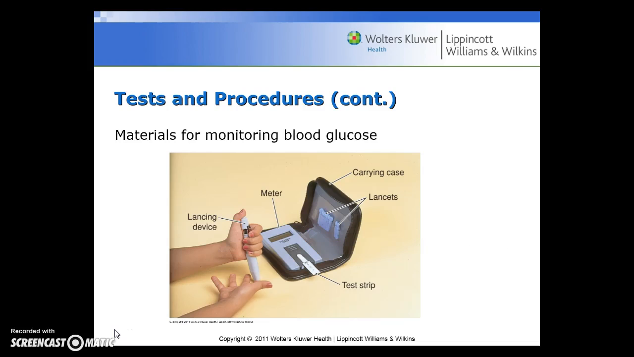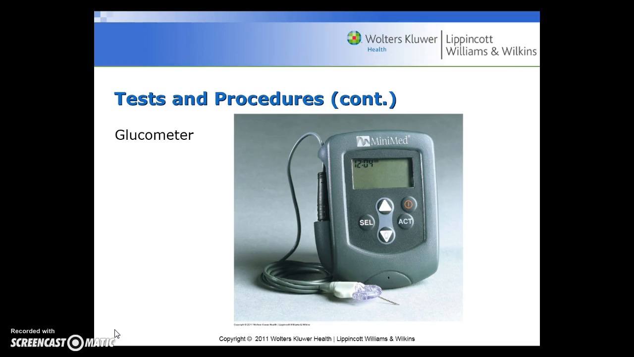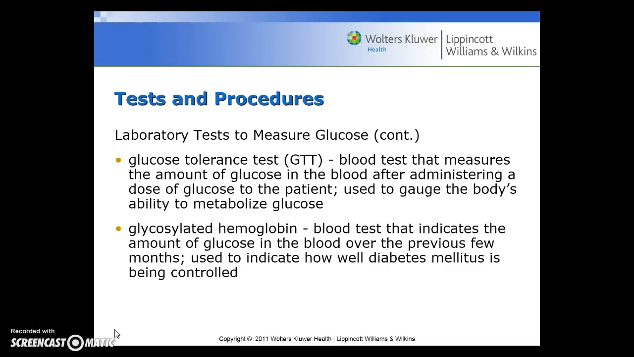And here you can see a traditional or kind of old school glucometer, and the lancing device to poke the finger, the meter, the test strip to test the blood, the carrying case, and the lancets. Here is another type of glucometer, or like an insulin pump. This is a little bit more modern one.